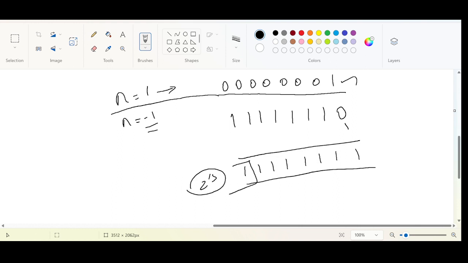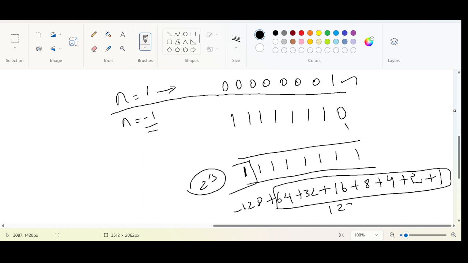So the most significant bit is 1. Apply the values. Convert it to decimal. There you get minus 128 plus 64 plus 32 plus 16 plus 8 plus 4 plus 2 plus 1. Right? If you do all this, don't you think you will get 127 plus minus 128? Minus 128 plus 127 equal to minus 1. Can we come to a conclusion that finding the 2's complement is going to give the negative number? Why is it going to give the negative number?